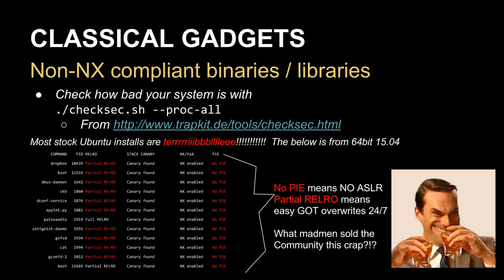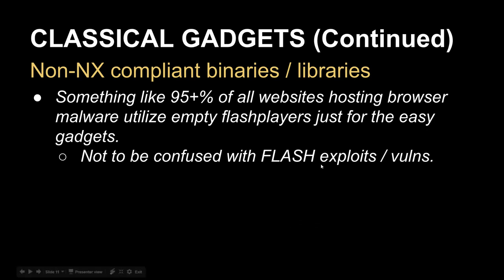Stock distributions should not be shipping with so many binaries compiled and distributed without PIE support and without full RELRO support. It's not a performance issue, I guarantee you.